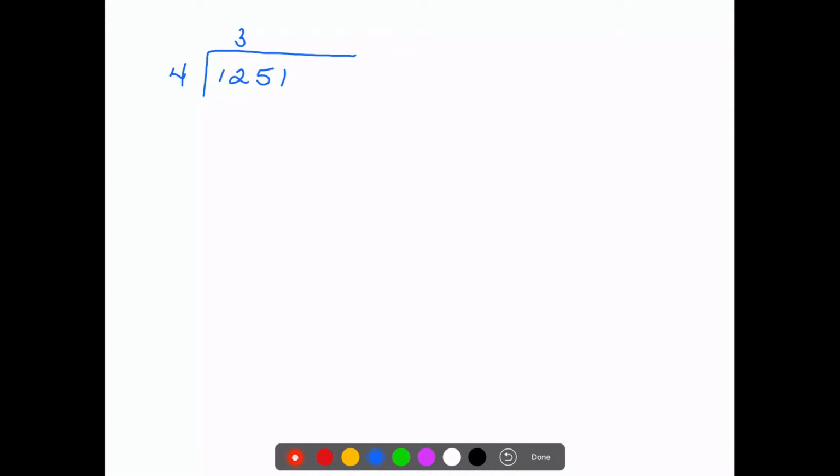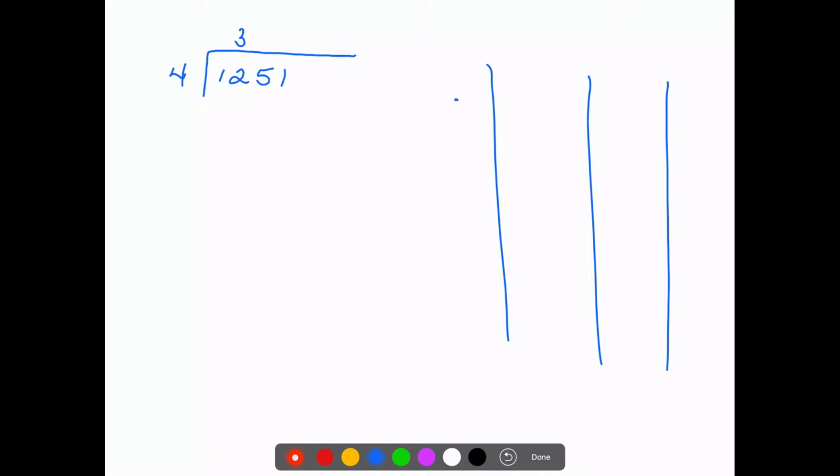So let's stop for a minute and draw that using base 10 blocks. We would have one large block, 2 flat blocks, 5 long blocks, and 1 small block. When we say that 4 doesn't go into 1, what we're saying is that we can't make groups of 4 here. So what would we do?